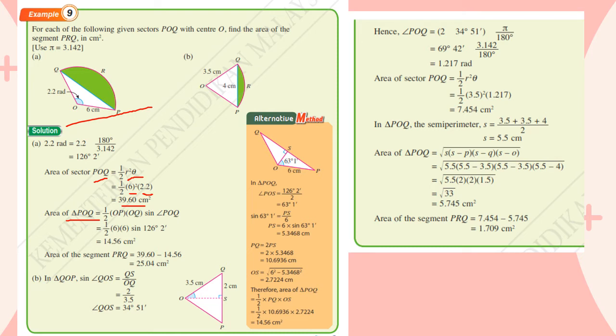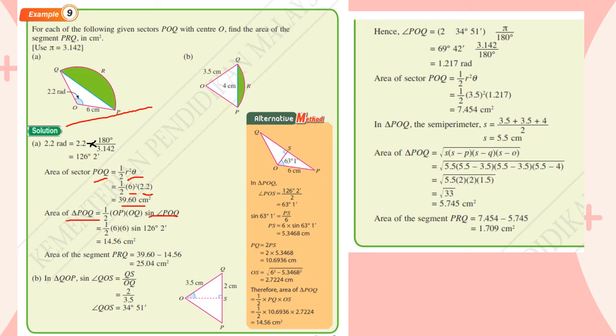Okay, sine POQ, you need to find the angle in degrees. So first we need to convert the angle 2.2 radian to degree. To convert 2.2 radian to degree, we need to multiply by 180 degree and divide by 3.142, which is pi, and we will get 126 degree 2 minutes.